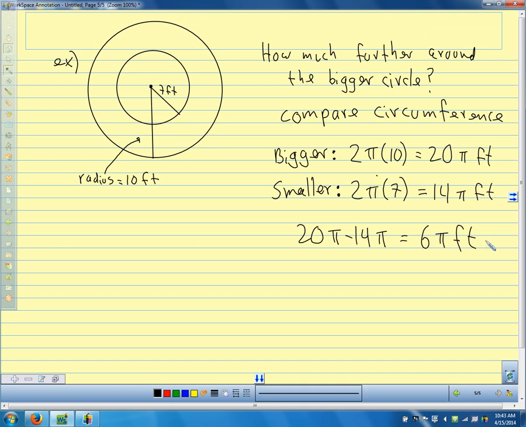So that would be my exact answer. The exact answer would be the circumference of the bigger circle is 6 pi feet bigger. And pi is a little bigger than 3, so this answer would be a little bigger than 18 feet if it wanted our decimal answer.